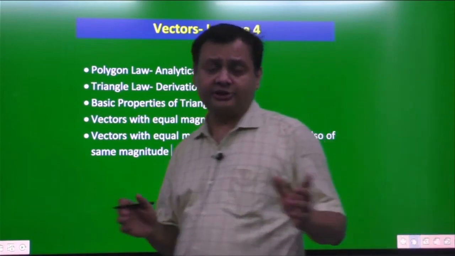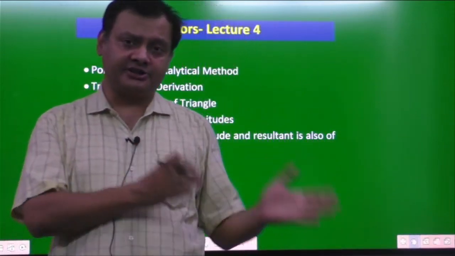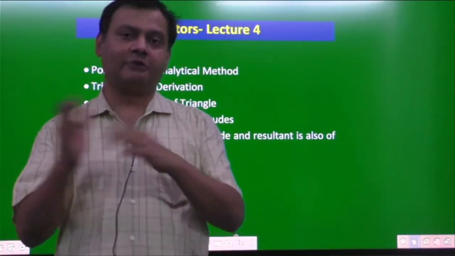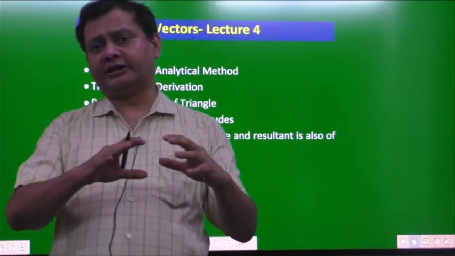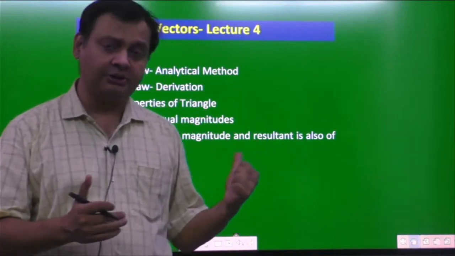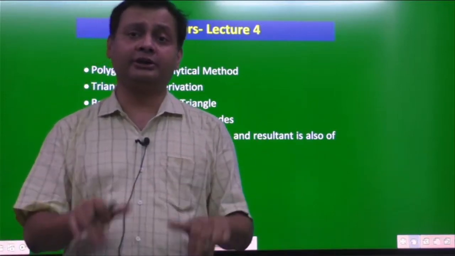Well, the present lecture is the fourth lecture of vector, and we have seen in the previous three lectures the basic meaning of vector, the representation of vector, the negative of a vector, how vectors are added by Polygon law, how the vectors give a zero resultant. And I recommend you, before watching this lecture, please go through the three lectures of vectors, the links of which are given below in the description.